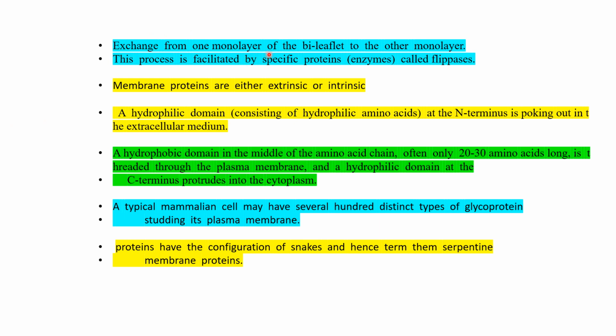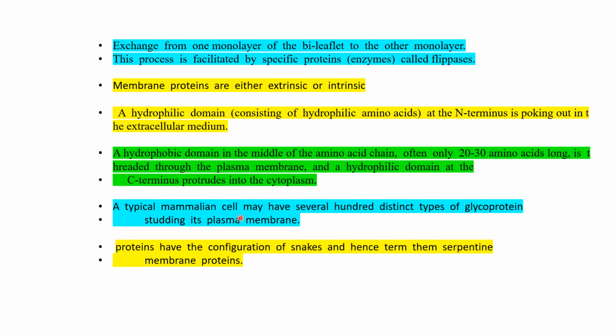Exchange from one monolayer of the bilayer to the other monolayer is facilitated by specific proteins, that is, enzymes called flippases. Membrane proteins are either intrinsic or extrinsic. A hydrophilic domain consists of hydrophilic amino acids at the N terminus, poking out in the extracellular medium. A hydrophobic domain in the middle of the amino acid chain, which is 20 to 30 amino acids long, is threaded through the plasma membrane, and a hydrophilic domain at the C terminus protrudes in the cytoplasm.